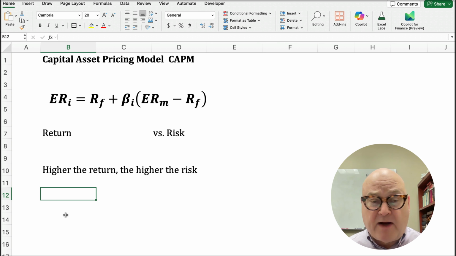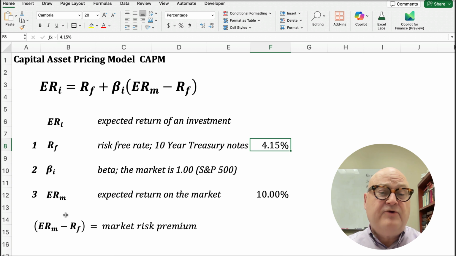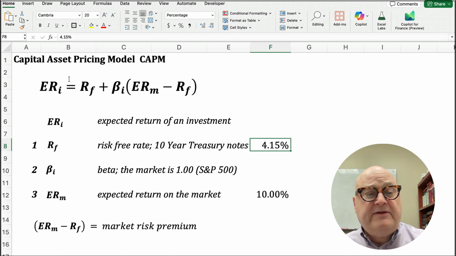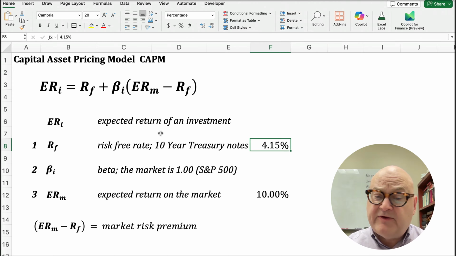But let's look at the model specifically, and what three things do you need to know? Well, this right here, let's look at the ER. The ER sub I is the expected return of an investment. It could be Apple stock, it could be Tesla stock, so on. Well, we need to know three things.